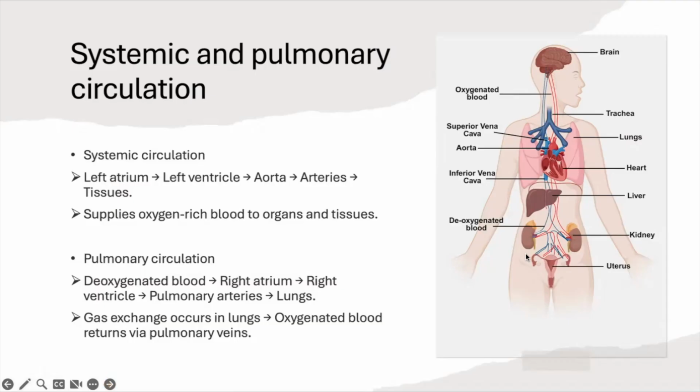So the supply of oxygen-rich blood to organs and tissues is known as the systemic circulation. Now, what is pulmonary circulation? It's just the opposite. It is the collection of deoxygenated blood from the organs to the heart, and from the heart to the lungs. Now, how does this happen?